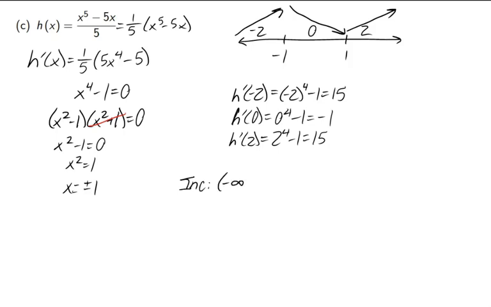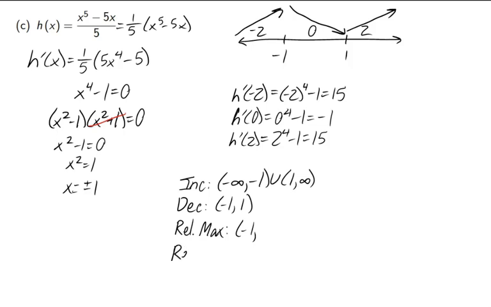Increasing is negative infinity to negative 1. Union 1 to infinity, again using my critical points. Decreasing is negative 1 to 1. The relative max, well look, where does it switch from increasing to decreasing? Increasing to decreasing is at negative 1. And the relative min switches from decreasing to increasing at 1.